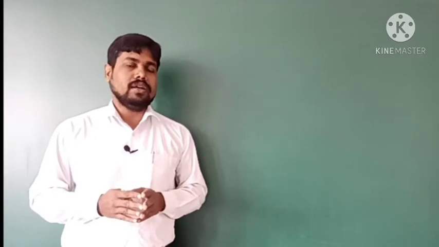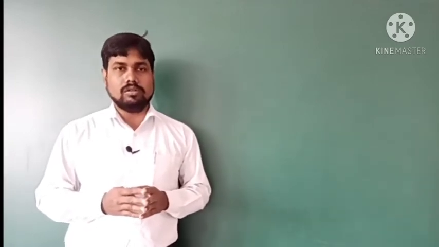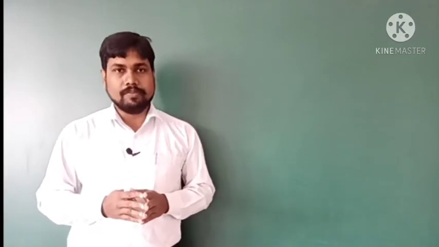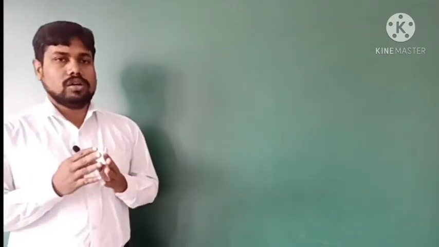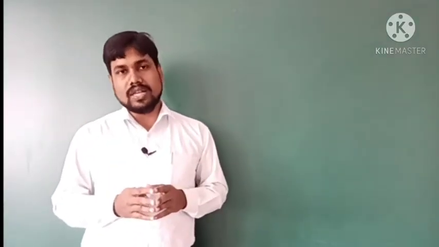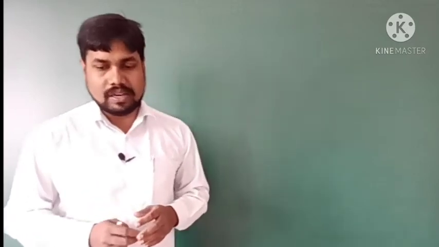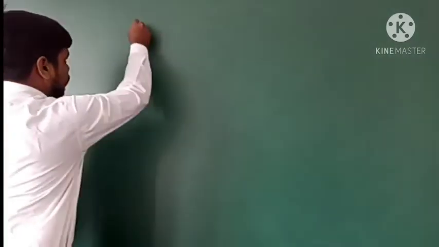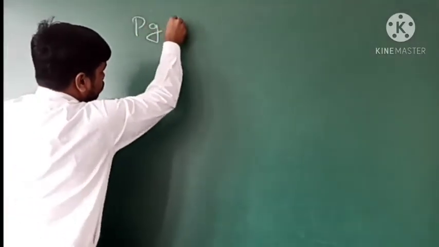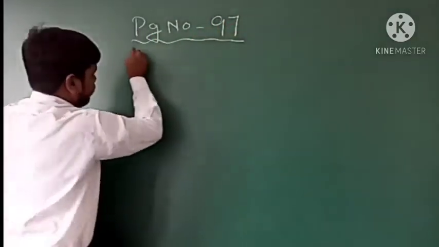Before that, we have one of the most important activities in this chapter, which is related to the total price of all the books and copies which we have. So everyone, first of all, take out your page number 97 and do that activity. Page number 97, activity.